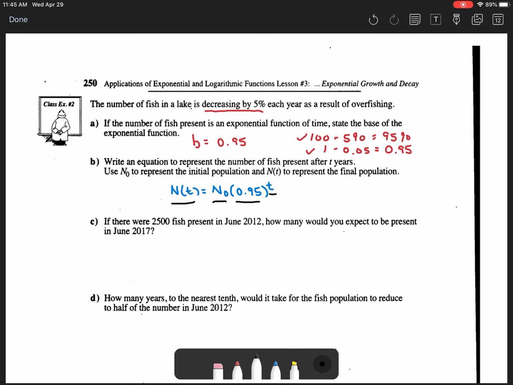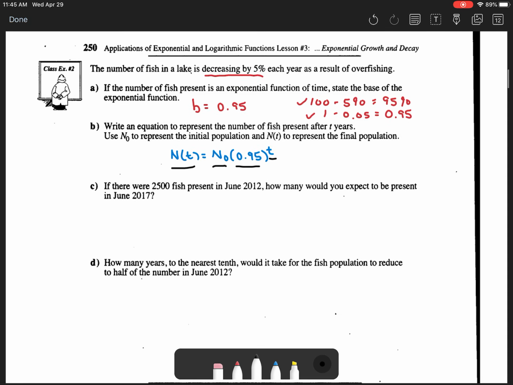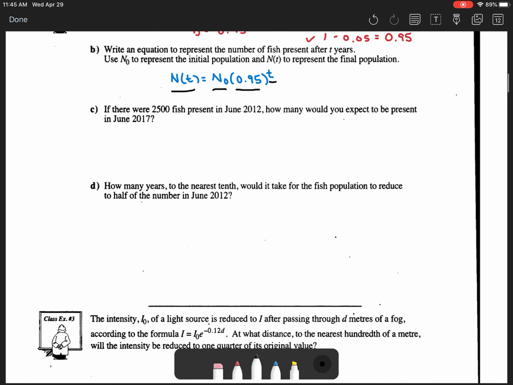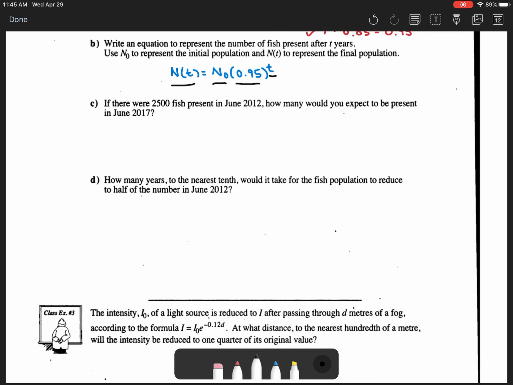So C and D now, they're just going to ask us questions based on what we've done so far and the write-up and information they've given me in the question. So in C, it says, if there were 2,500 fish present in June of 2012, how many would you expect to be present in June of 2017?